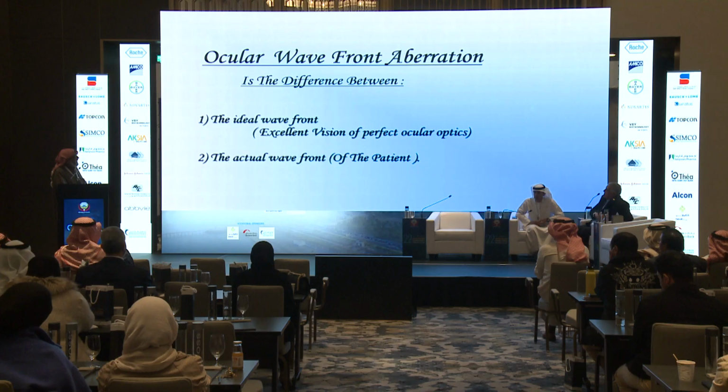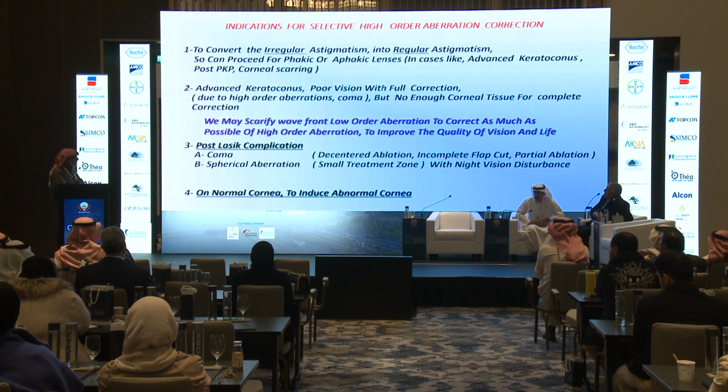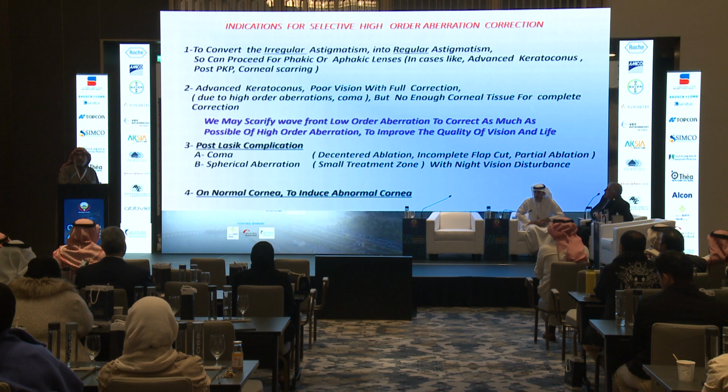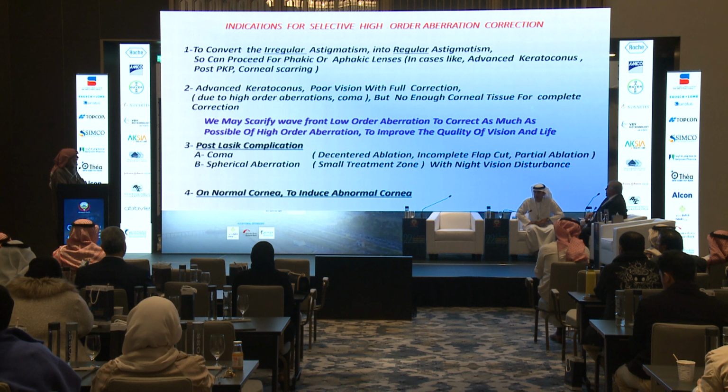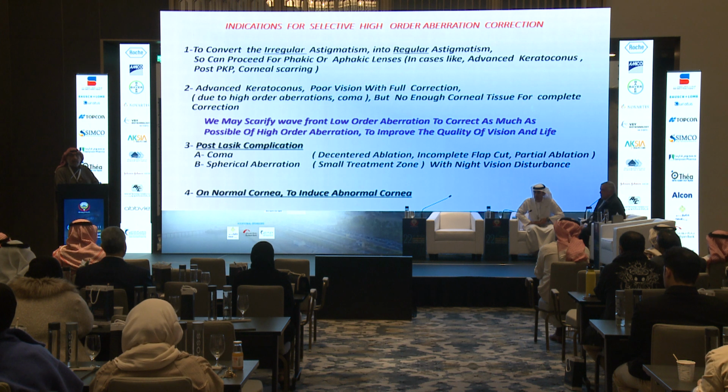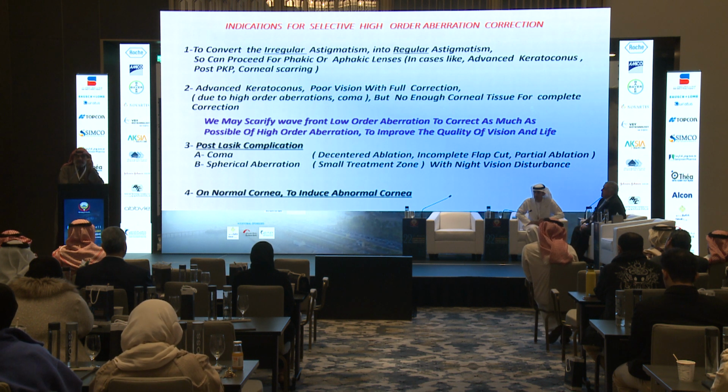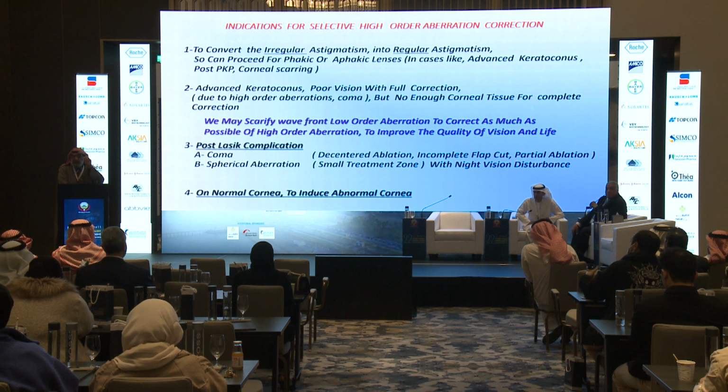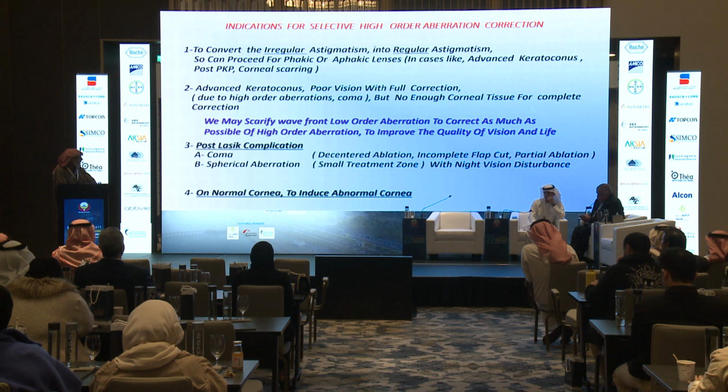So, like in irregular astigmatism, if you change irregular astigmatism into regular astigmatism, the result will be much, much better if you correct the high order aberration. And patients with high order aberrations like coma or spherical aberration who have very thin tissue, you cannot do anything. But if you correct these things with a very small correction, with only a few microns, you are getting really good achievement without damaging the cornea.